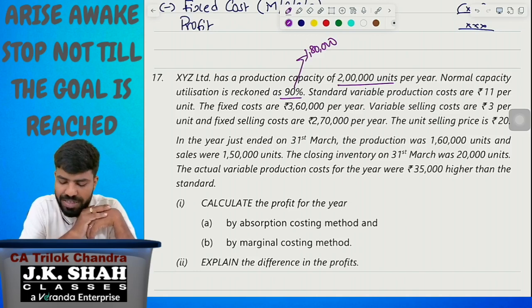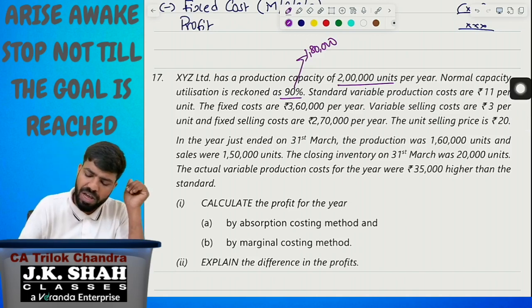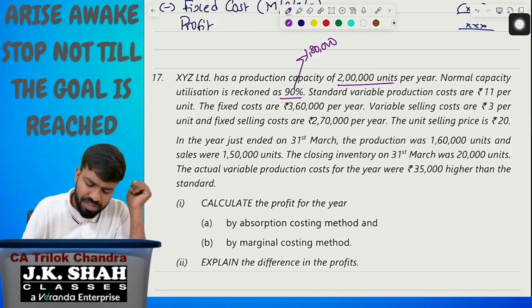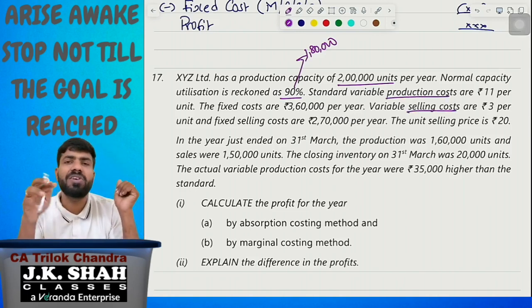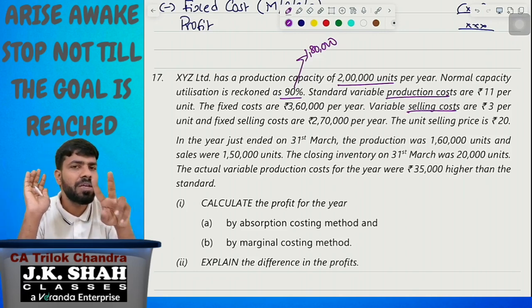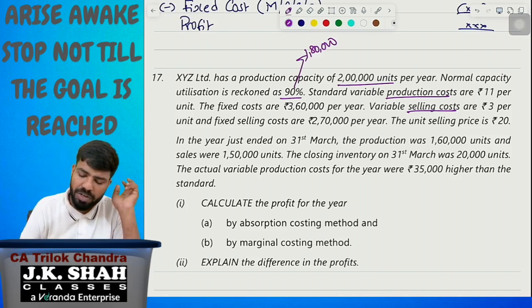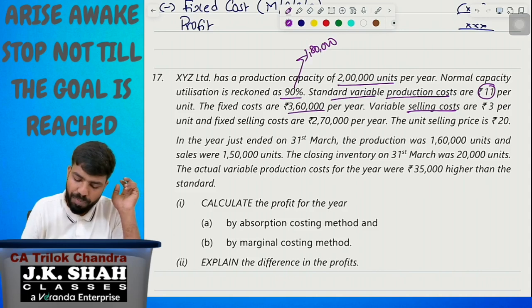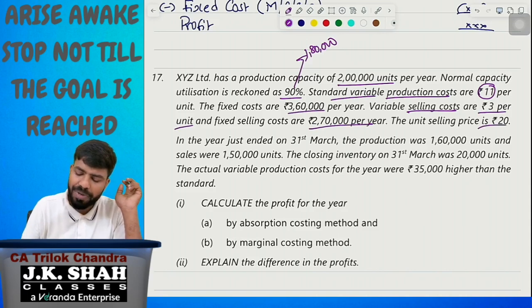Okay, next. Standard variable production cost is 11 per unit, fixed cost 3,60,000 per year. See, they given production cost and selling cost. Administration cost is not given in the question, distribution cost is also not given in the question. They given only two things, production cost in the sense manufacturing cost, and then selling cost. Production cost is 11 rupees per unit in the standard variable, and fixed cost is 3,60,000 per year. Variable selling cost is 3 rupees per unit and fixed selling cost is 2,70,000 per year. The unit selling price is 20.